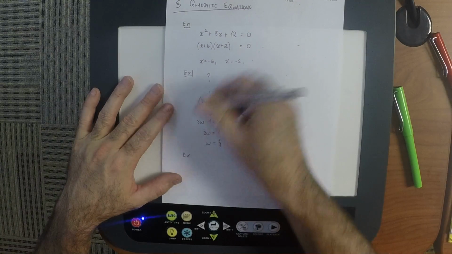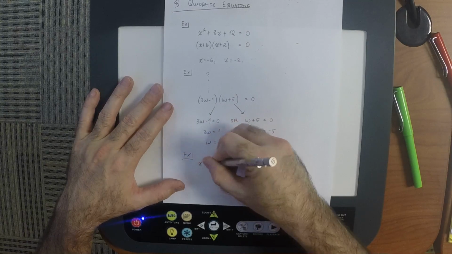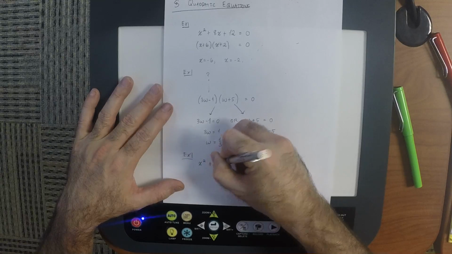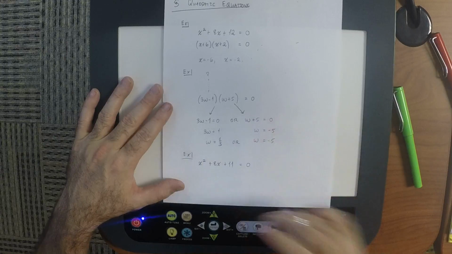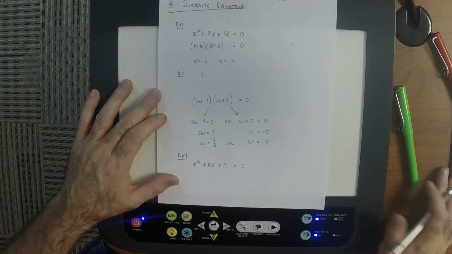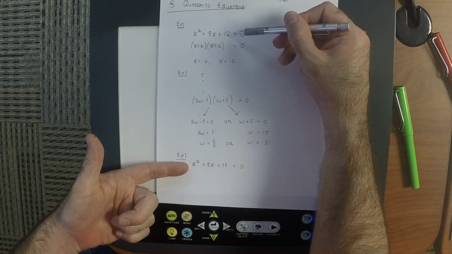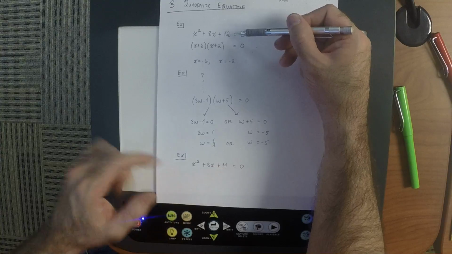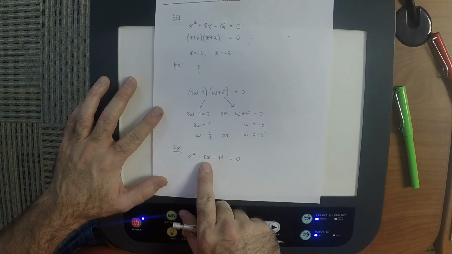But let's take that first example and change it just slightly. x squared plus 8x plus 11 is equal to 0. So it's just like the first example, with the exception that we're changing the constant from 12 to 11. So how about this one? Does this one factor easily? No, it doesn't factor easily, right?